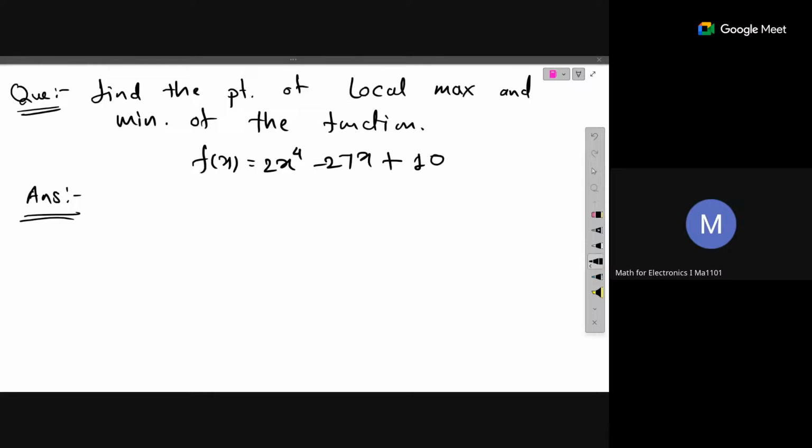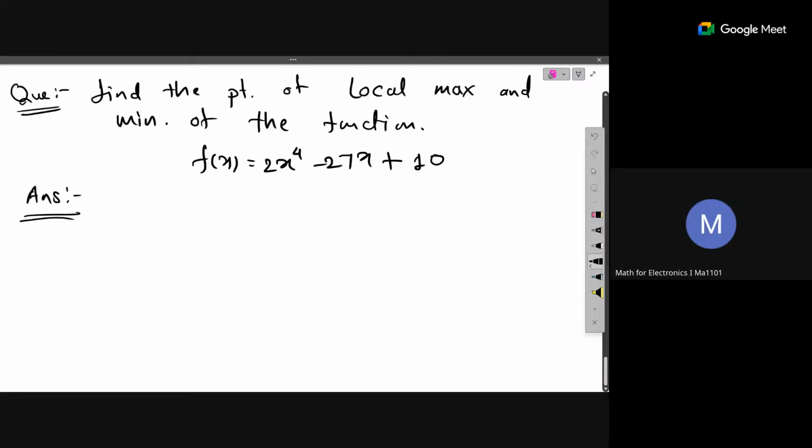Are you guys solving this question? We are getting x as the cube root of 9 by 2. So we have to check, right? Let's try to solve this.